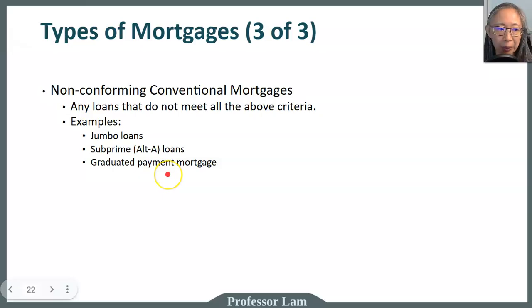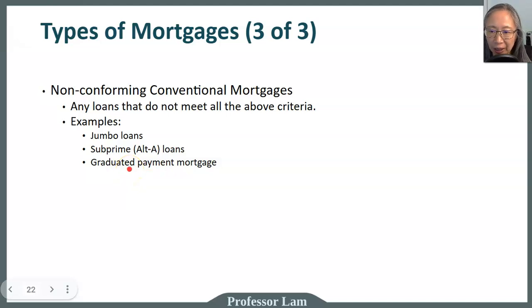Graduated payment mortgages are loans whose mortgage payment is smaller in the beginning and then increases over time. So this is not a fixed mortgage. It's not a variable rate mortgage either. The amount increase is not based on the interest rate, but rather is designed to be smaller in the beginning and increase over time.